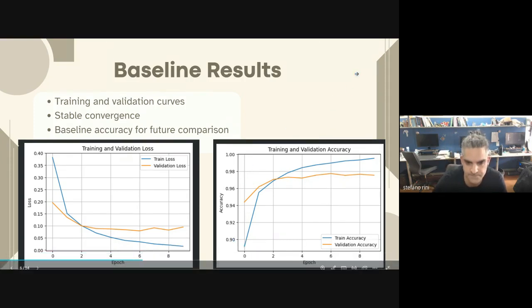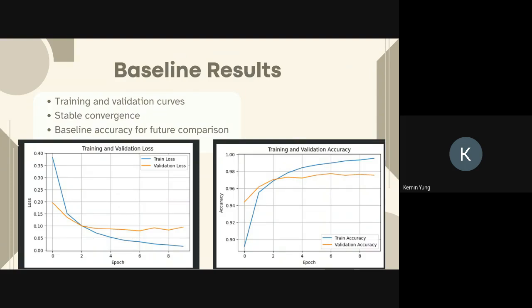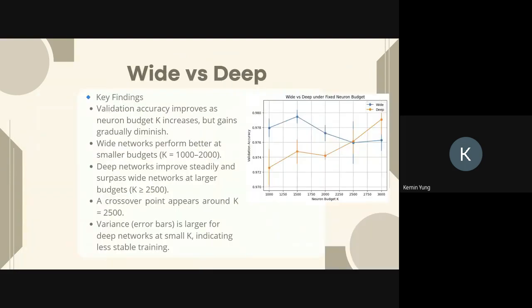Okay, go ahead. So this baseline will serve as a reference for all later experiments. This is part 2. In this experiment, we compare wide and deep neural network architectures under a fixed neuron budget.